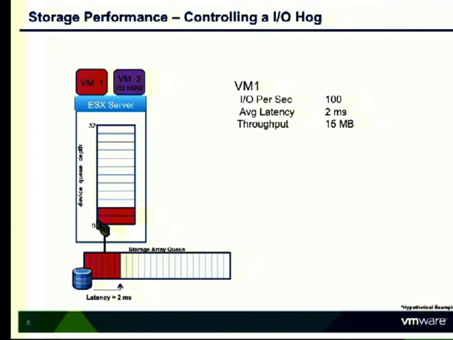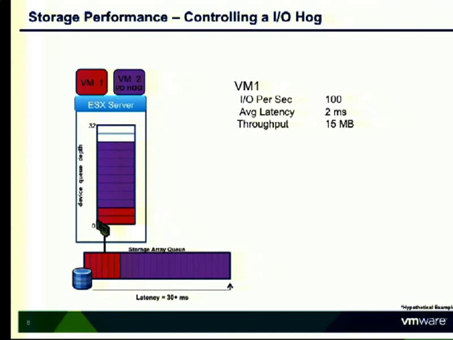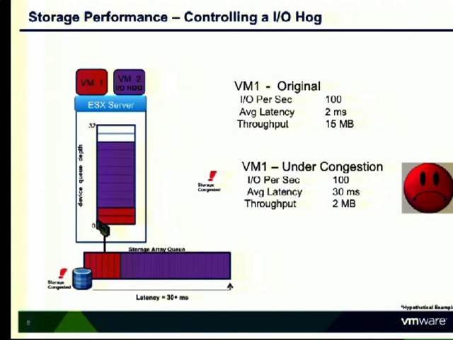We power on VM2. VM2 is our hog. It starts issuing tons of requests into the device queue. And so it issues quite a few of them. Those propagate down into the storage array queue. And the storage array queue now has to service those requests along with the requests of VM1. And because of that, it starts introducing a higher latency. This is a higher average latency. So this is the average latency across all the IOs that the storage array is handling, including VM1's. So VM1's average IO latency was 2 milliseconds before. Now it's 30. And we have congestion. So under congestion, again, hypothetically here, we've jumped up to 30 milliseconds and our throughput goes down. We get unhappy.